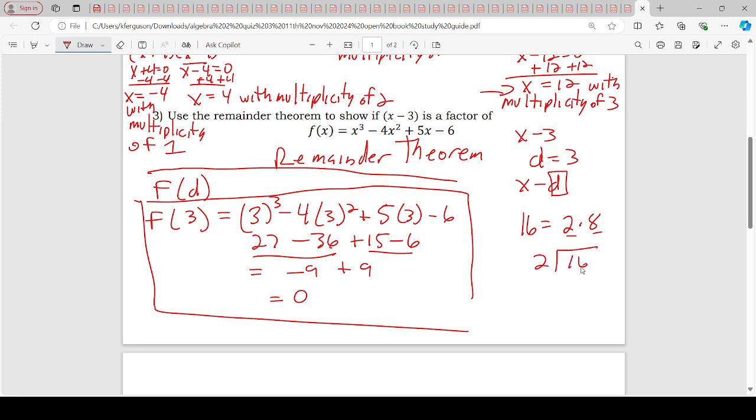I take 2 and I divide it into 16. And if it goes in there evenly, then it's a factor, right? So how do I show that something goes into something evenly with division? Well, I look to see if I have a remainder of 0. If I have a remainder of 0, then I know it goes in there evenly. That's what we use the remainder theorem for in this case. We use the remainder theorem. We check to see if it's 0.